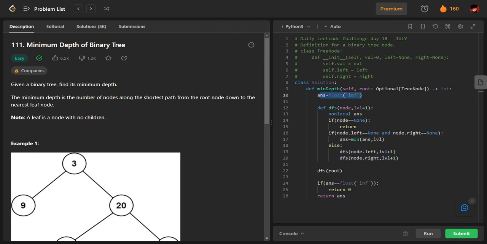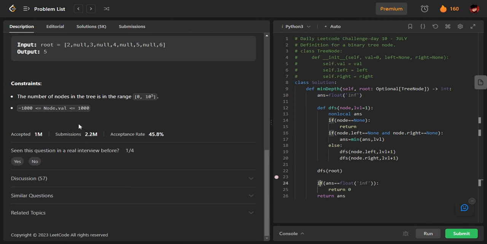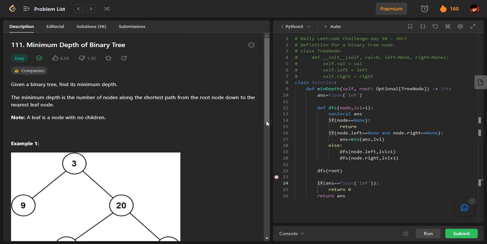Once this completes, see, initially I've made my answer as this. Look at the constraints: the number of nodes in the tree can be zero also. That means no node is passed. If there is no node passed, the answer will remain like this only. But definitely this is not the answer in that case, right? So we are checking if the answer remains the same. That means the number of nodes in the tree is going to be zero.